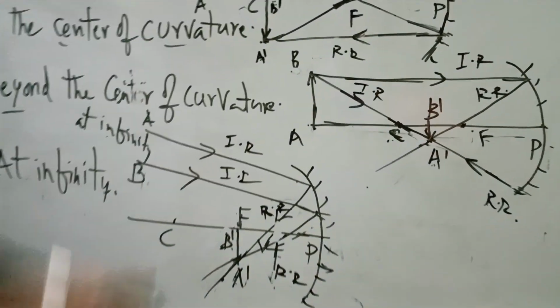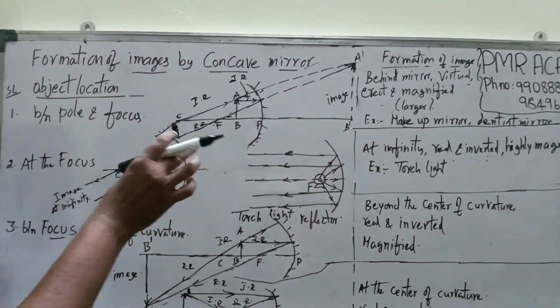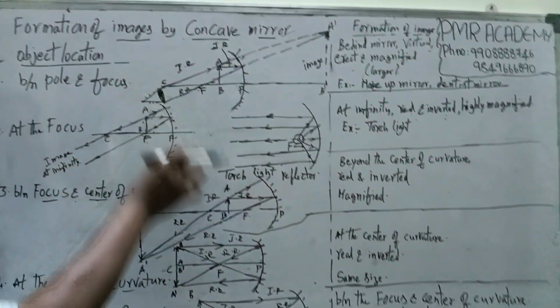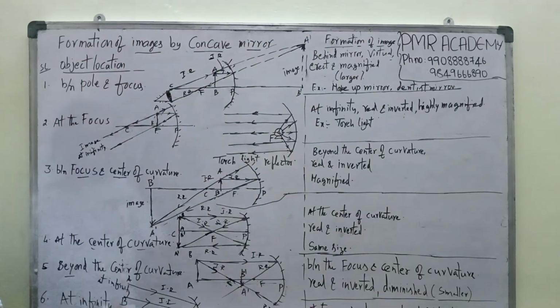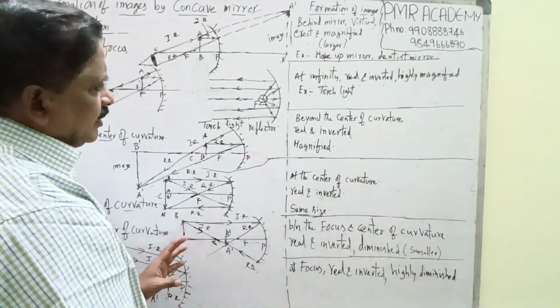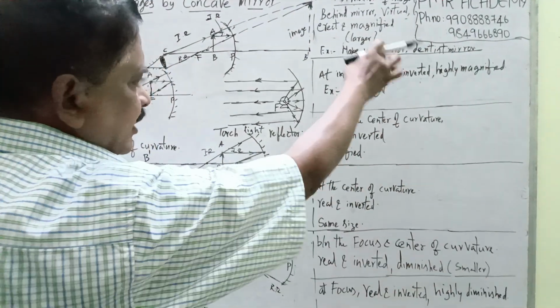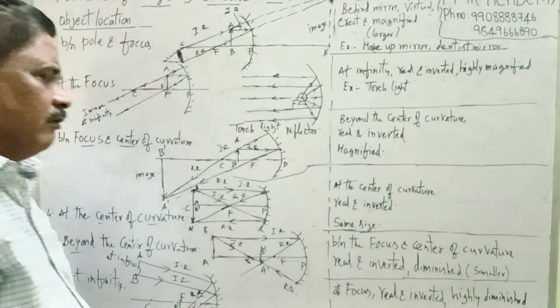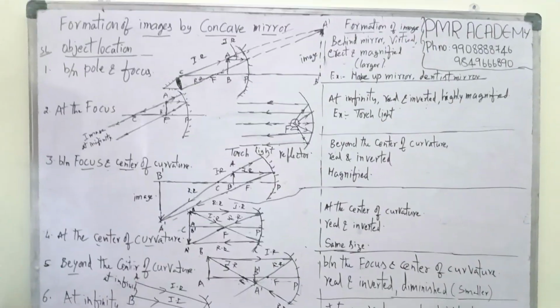So this is about the formation of images by a concave mirror. Just by drawing the figures and tabulating, we can get the object locations, the figures explaining them, and the locations where the images are formed. We can easily understand all six positions of the object in one tabular column.